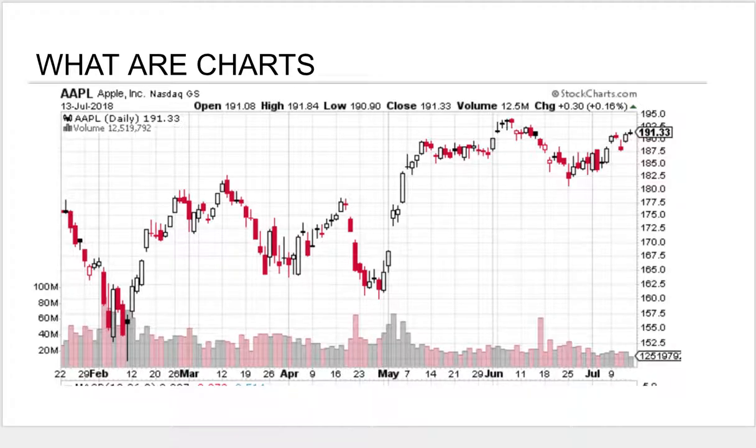Let me explain. Here's a simple chart of, say, Apple. There's the x-axis and the y-axis. The y-axis represents the price. Sorry, I said time, it represents the price. What you see down here on the x-axis is the time, on specific dates. So what is the price of the particular stock? That's pretty much it in a nutshell.